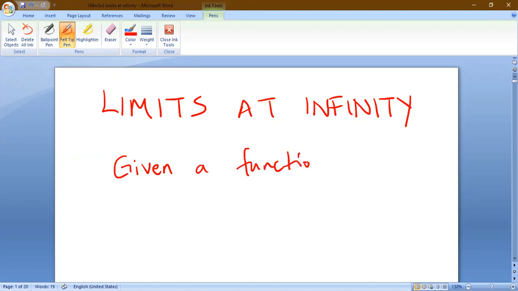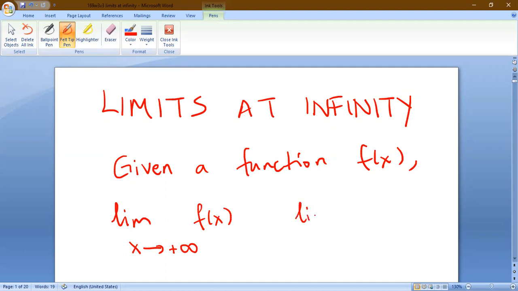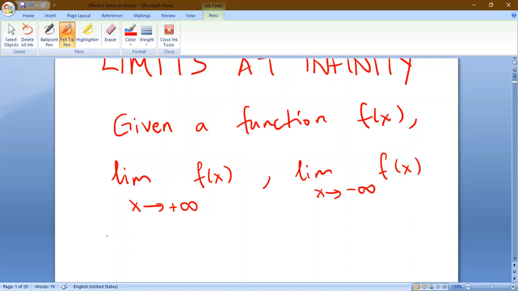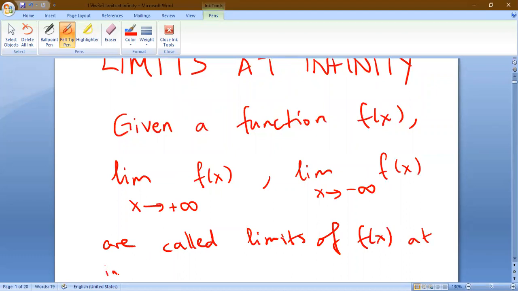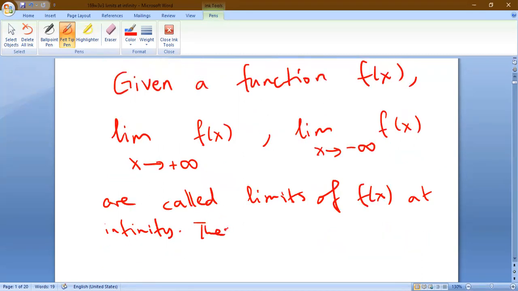So let's say we have some function given. Then the limit when x goes to positive infinity of f and the limit when x goes to negative infinity of f are called limits at infinity. Limits of f at infinity, of course, we can have plus infinity or minus infinity. These will also tell the end behavior of their graphs.